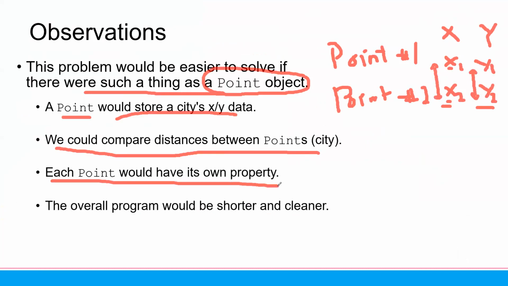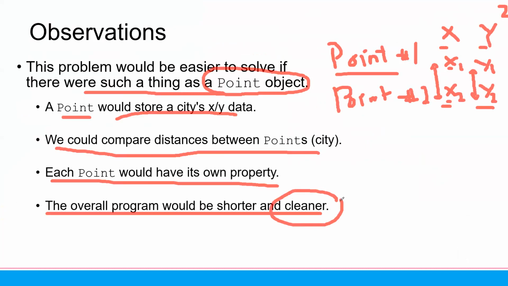Each point will have its own property. So if point 1 has x, y, and z, point 2 might have only x and y. That's the problem. And the overall program will be shorter and cleaner. So I need to have a kind of object so it can be clean. Clean means we can see it in a table, or we can say shorter. So I don't need to have many lists.